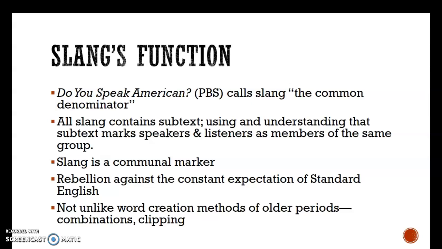So for example, a person who uses modern slang is either a member of a younger generation or they're trying too hard. Slang is also a way to rebel against the constant expectation that we'll all speak properly all the time. That's exhausting. And for most of us, that's not happening. So the creation of slang is not unlike word creation methods of previous versions of English. Some slang is made by blending, some by clipping, and some by acronyms.